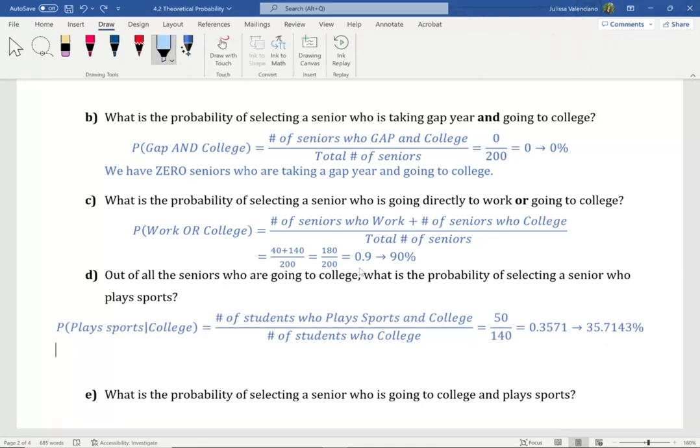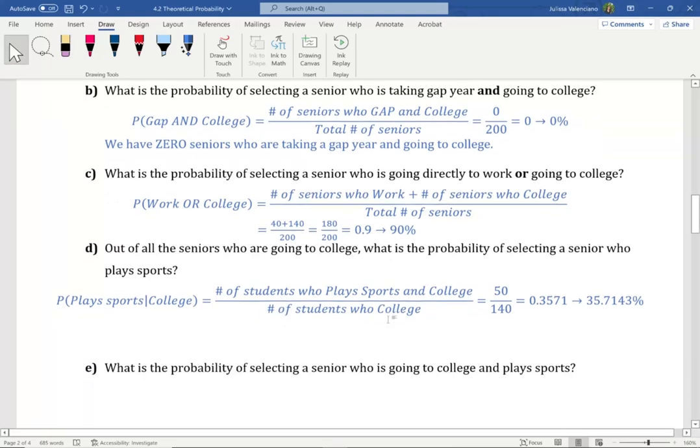So this one was a little bit more difficult. One thing that I want to emphasize is that for this question, they were telling us to restrict the sample space. Don't look at all 200. Only look at the seniors who are going to college, because we're being told out of the seniors who are going to college. Okay, so out of this group, what is the probability of selecting a senior who plays sports? So whenever you work with conditional probability, you're going to be restricting the sample space. Again, we're going to see this idea later on in another lesson.